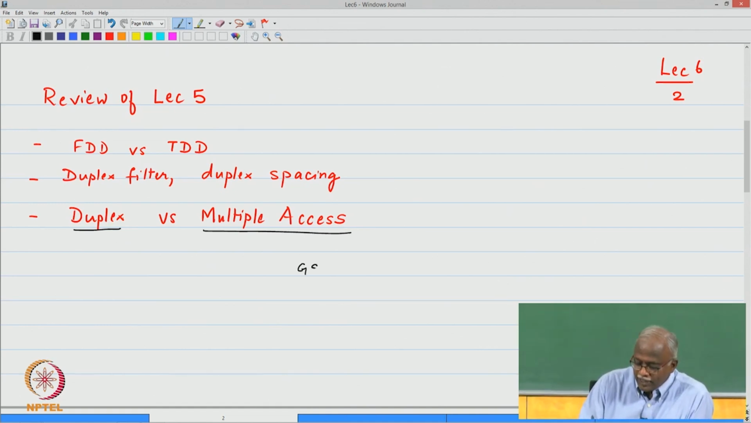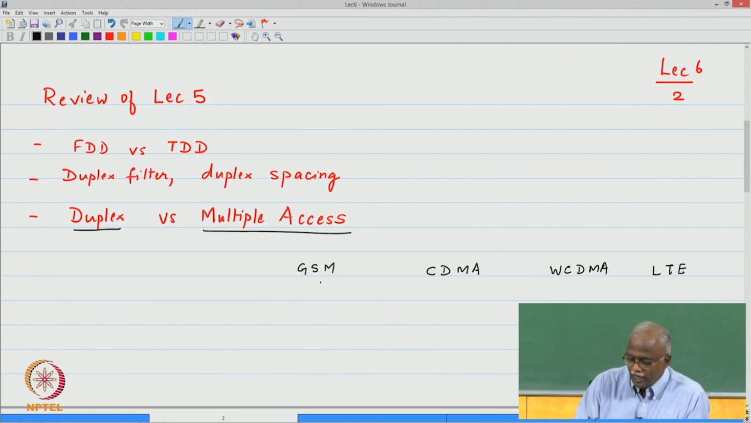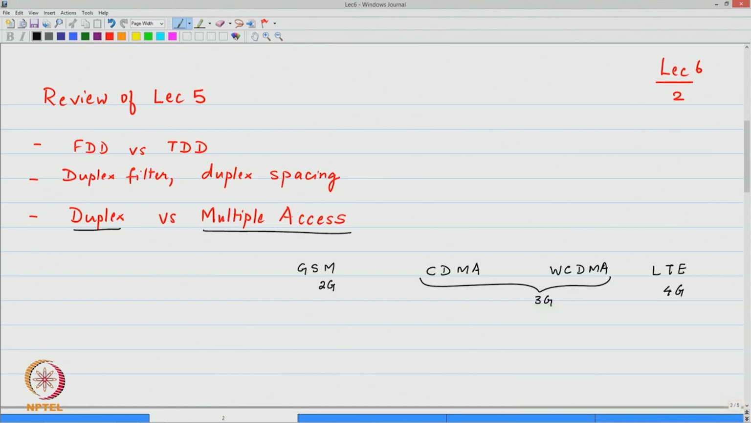So we would like to look at three different systems. One of them is the GSM system, the second is the CDMA system, and then the third would be the wideband CDMA system and the LTE system, the fourth generation. So we have the second generation, the third generation and the fourth generation. First I would like to address the aspect of multiple access. How is multiple access done in these different systems? How are the different users sharing the common resources?